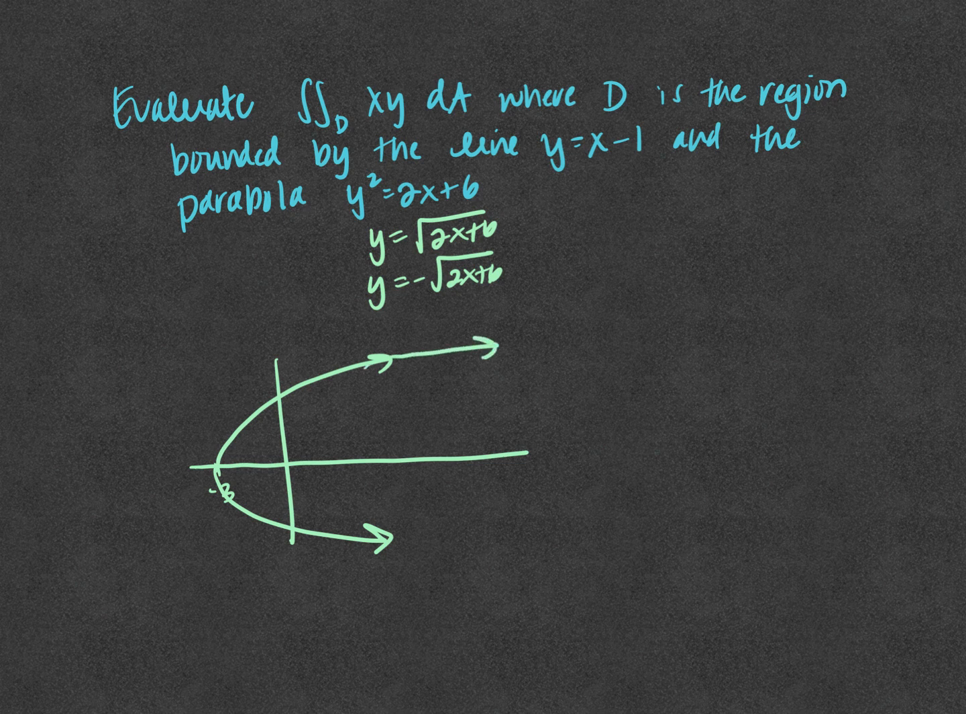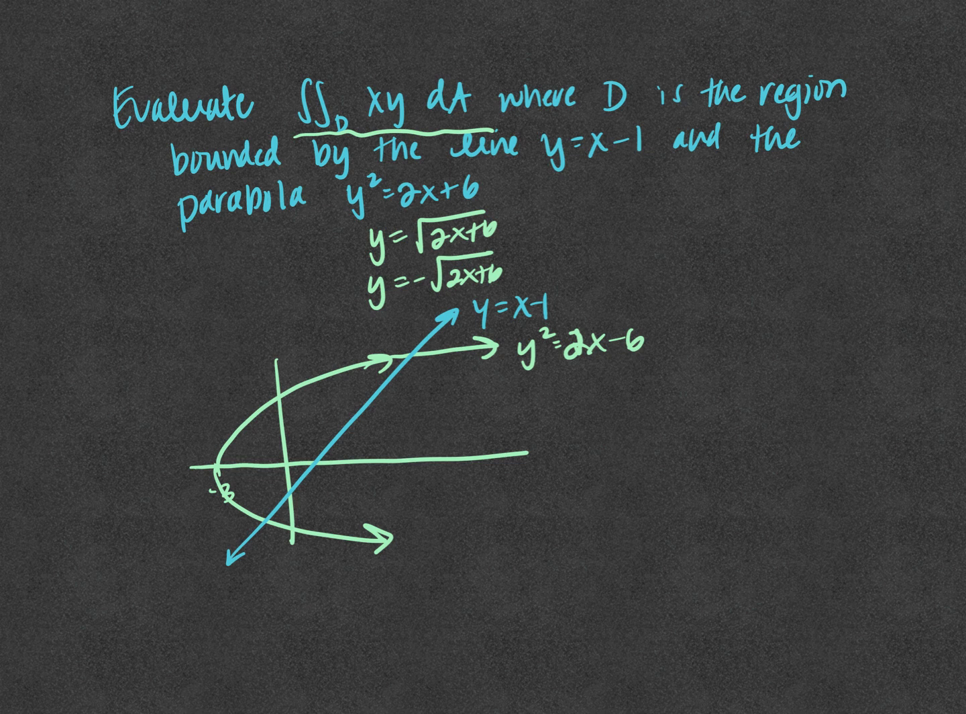Let's draw my parabola out a little farther. And then we're going to have a line that comes up through here about like this, y equals x minus 1. And this is y squared equals 2x plus 6. Let's go ahead and put it that way. Now I need to find my points of intersection. My double integral is the surface xy, but these are the boundaries for the region that we're finding the volume under the surface. So let's find our points of intersection.